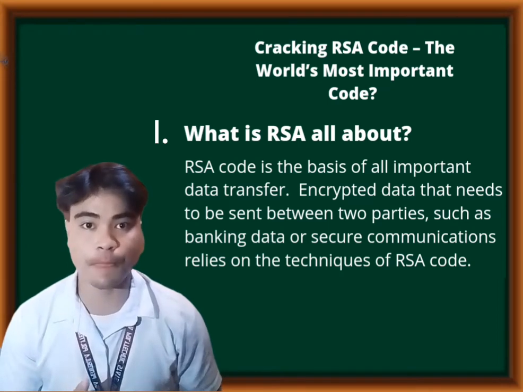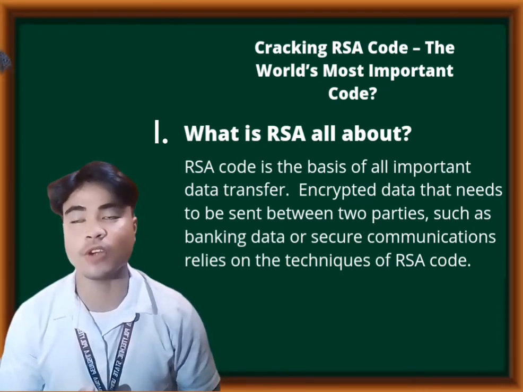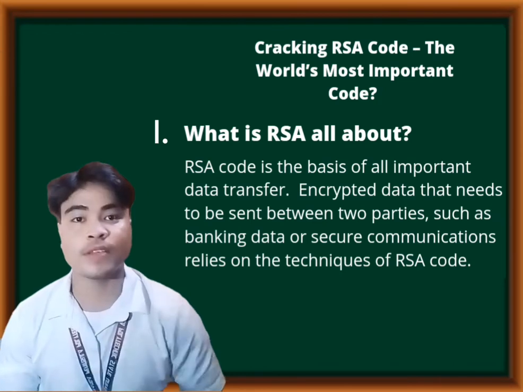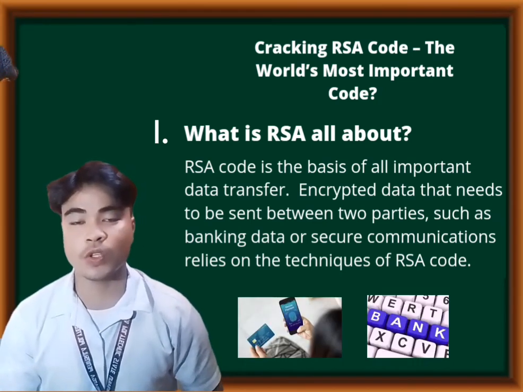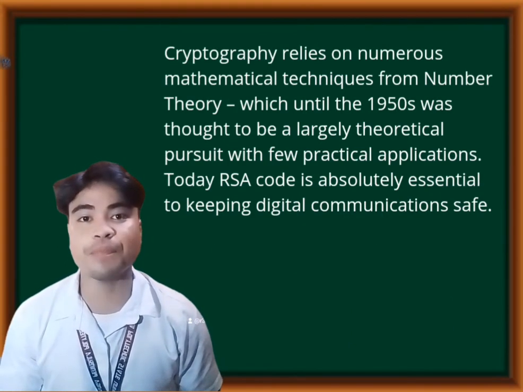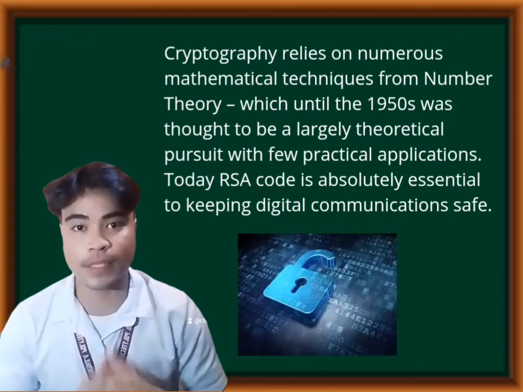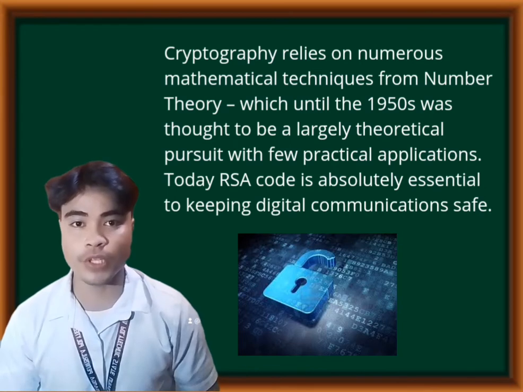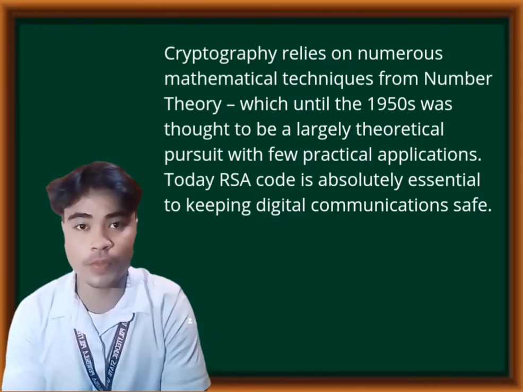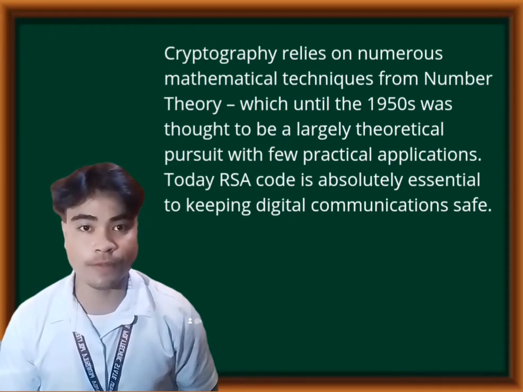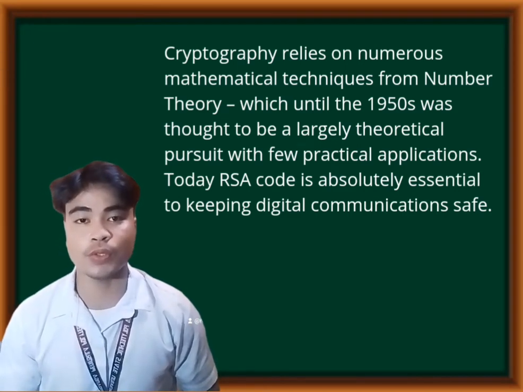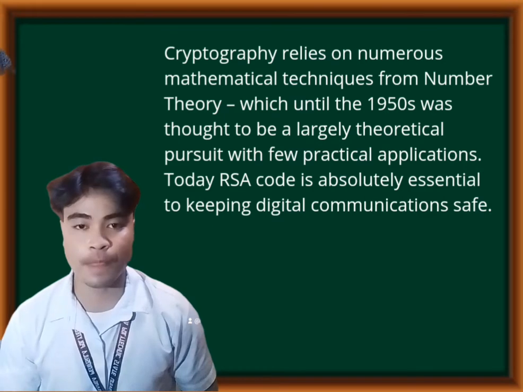What is RSA all about? RSA code is the basis of all important data transfer. Encrypted data that needs to be sent between two parties, such as banking, data security, or communications, relies on the techniques of RSA code. Cryptography relies on numerous mathematical techniques from number theory, which until the 1950s was considered to be a largely theoretical pursuit with few practical applications. Today, RSA code is absolutely essential to keeping digital communications safe.